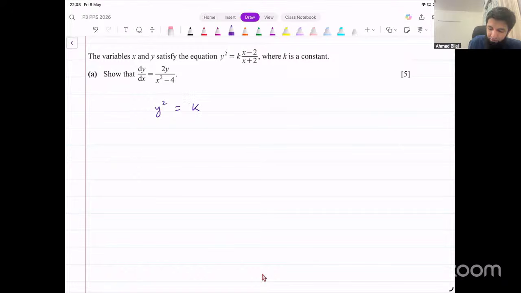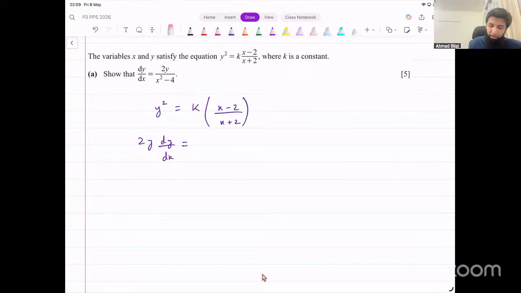So y squared equals k multiplied by, k is multiplying with the whole thing, right? It's with the whole fraction, you can see. It's not just with x. So k into x minus 2 over x plus 2. Differentiate both sides with respect to x. What's the derivative of the left side going to be? 2 into y into dy over dx. On the other side, that's weird. dy over dx, they have 2y in the numerator here.